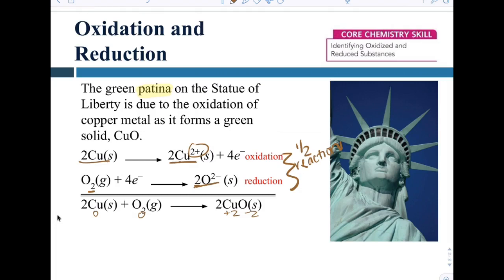Now you don't need to worry about balancing out half reactions, but you should think about where the electrons are being produced in the oxidation step, and then electrons are being used in the reduction step. So we don't actually include the electrons in your overall reaction because they're being produced and used at the same time.